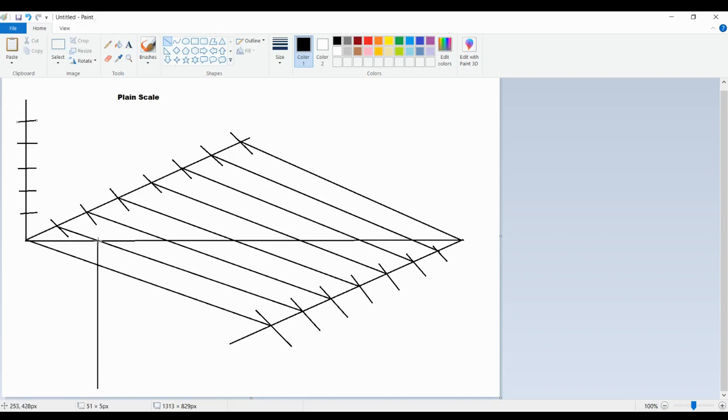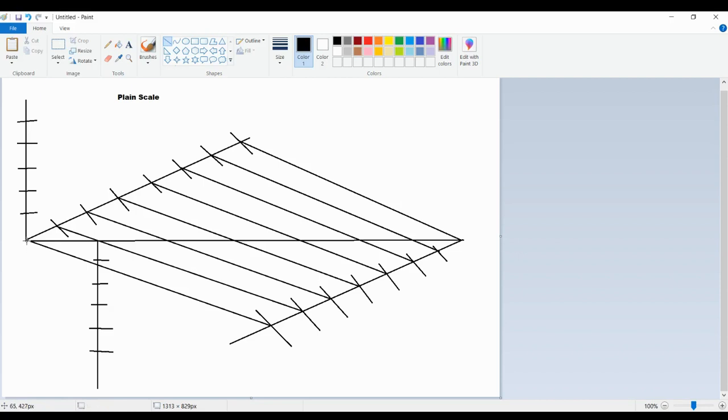Now put your compass over here on this point and cut an arc using the same distance. First arc, second arc, third arc, fourth arc, and fifth arc. Alright, now we have to join them.